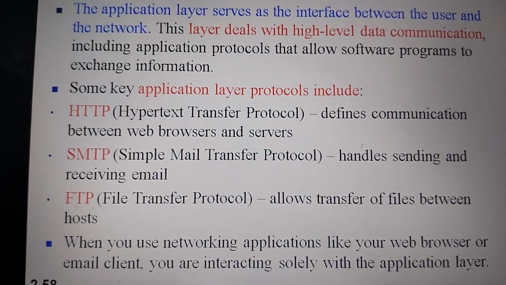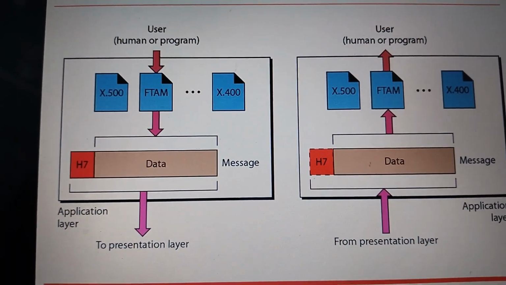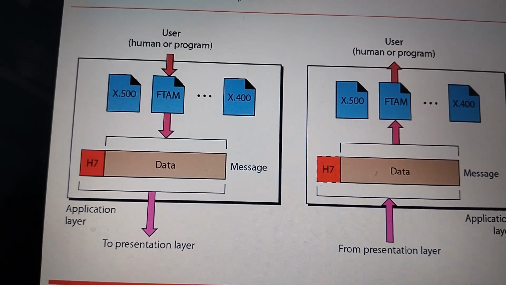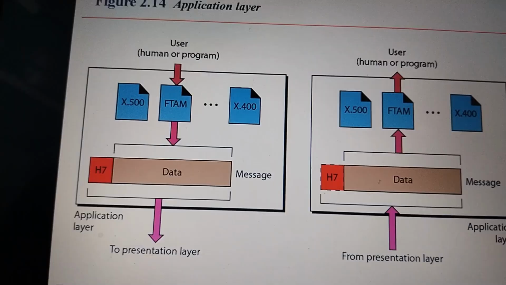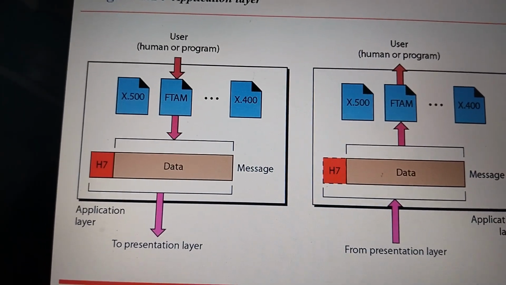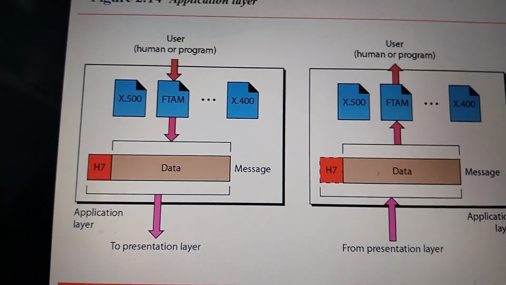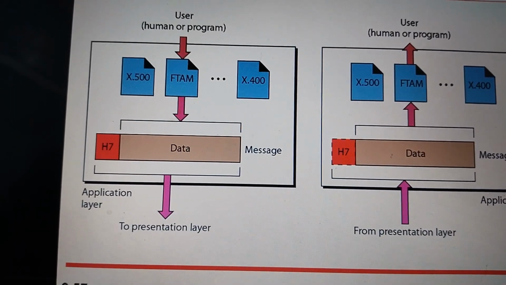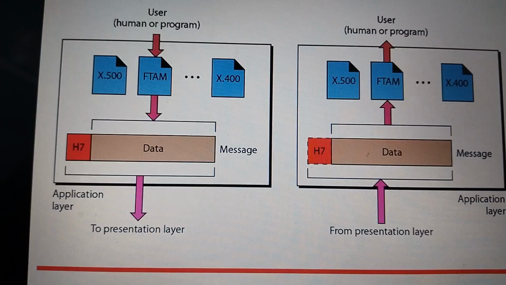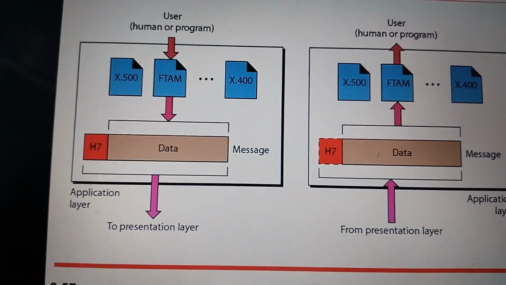Okay, this is the application layer. And what is the diagram of the application layer? Here the user is sending the files. Those files arrive at the application layer. In the application layer, each data packet contains a header part. What is the header? The header contains the address of the sender as well as the address of the receiver. After performing all the operations in the application layer, the data goes to the presentation layer.